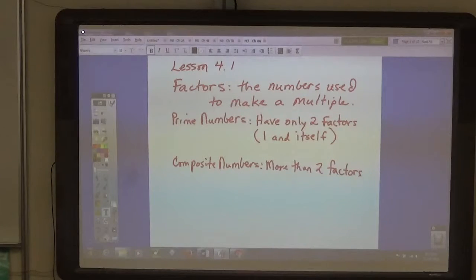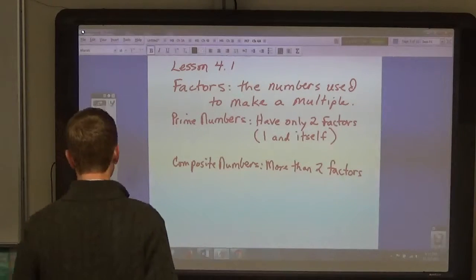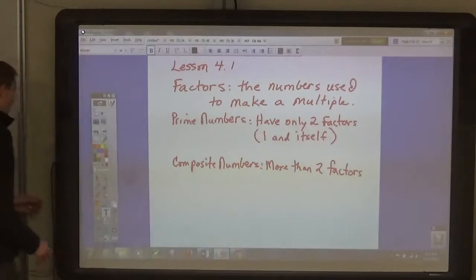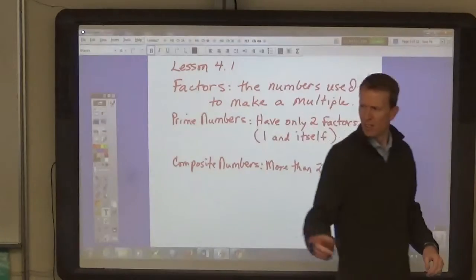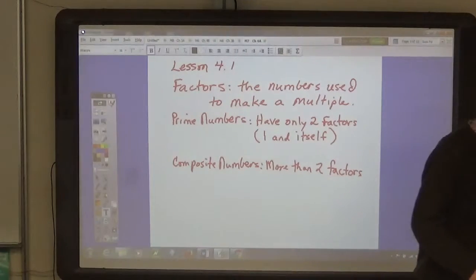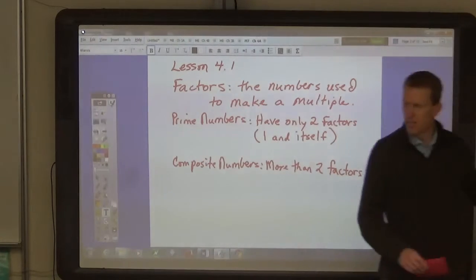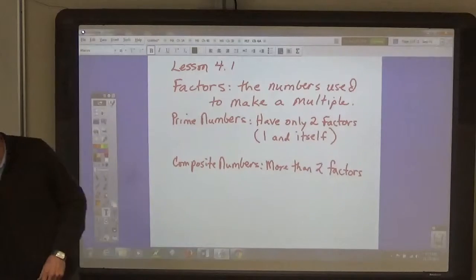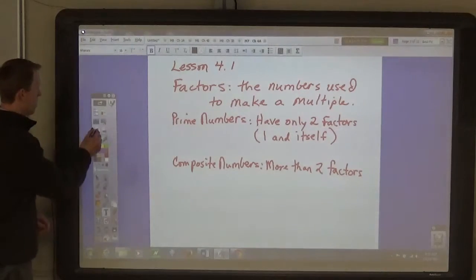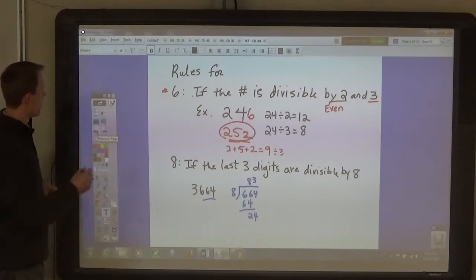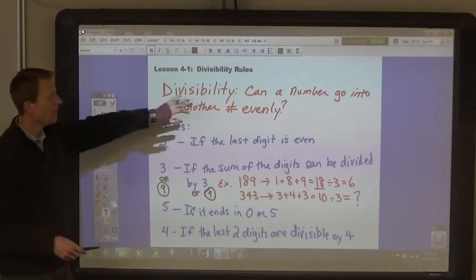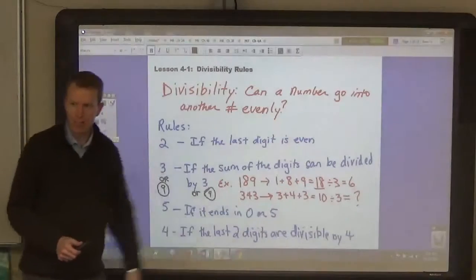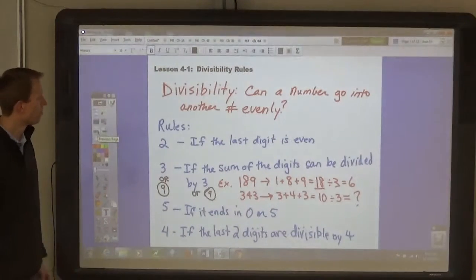Seventh graders, we're starting a new chapter today. Lesson 4.1 is about divisibility, okay? Now, first of all, there are rules that you need to follow for divisibility. Divisibility means can a number go into another number evenly, so without a remainder.